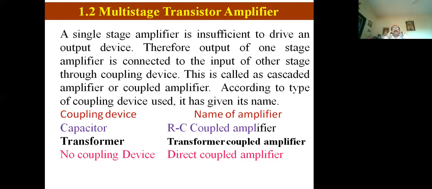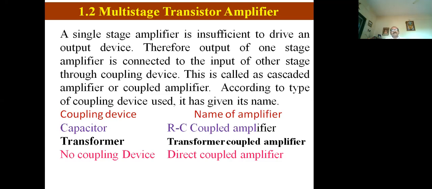Therefore, here we have to say what the different cascaded amplifiers are. Cascaded means coupled amplifier. What is meant by cascaded? What is coupling? The output of one amplifier is connected to the input of another amplifier. Then it is called a cascaded amplifier, or a coupled amplifier. And there are three types of cascaded amplifier.